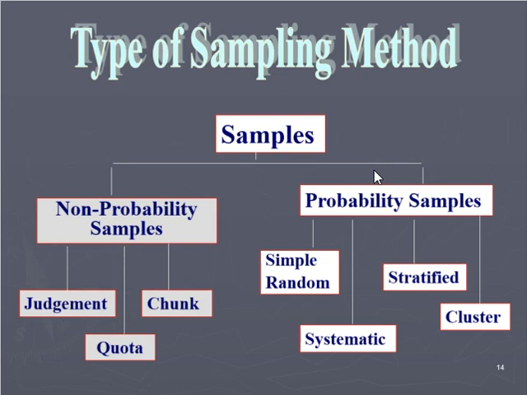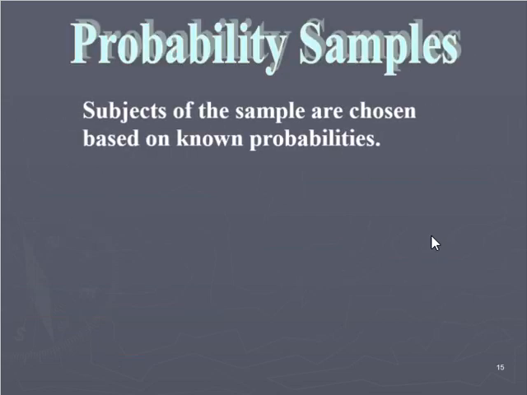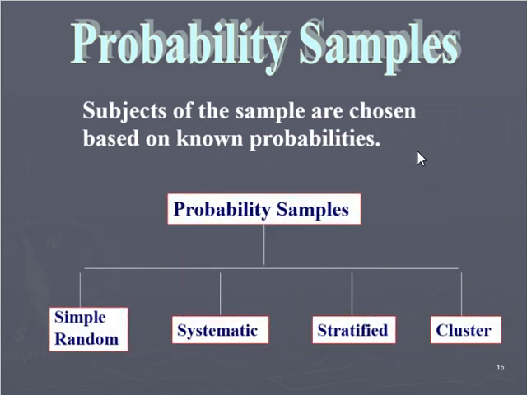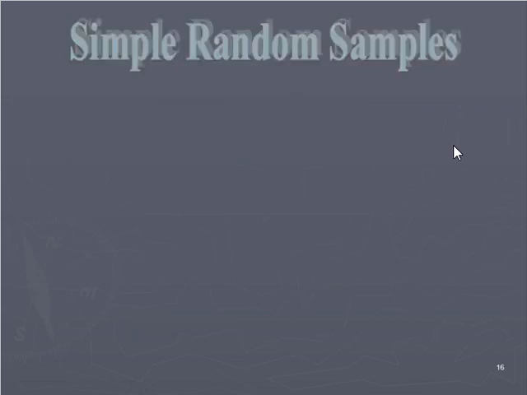You have your simple random, systematic, stratified, and cluster. We'll talk about those. What are they? Under probability samples, subjects of the sample are chosen based on known probabilities. There are many probabilities to consider. Of course, the most important is the probability that they will represent the population. So you have the simple random, systematic, stratified, and cluster. What are these?